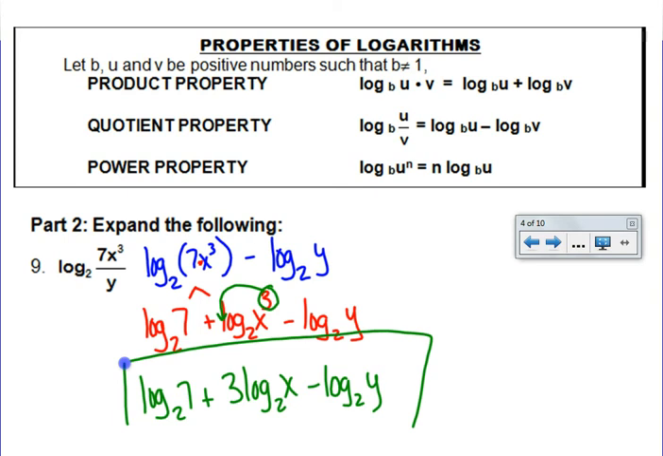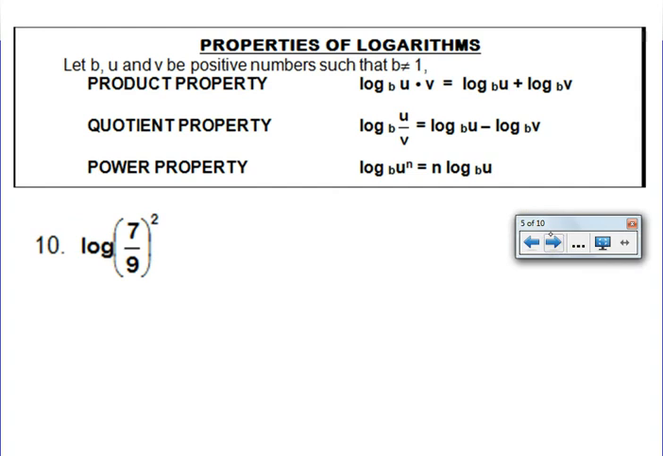Now, it's kind of hard at first to realize if you're done. You know you're done with an expanding problem if every logarithm only has one thing inside of it and there are no more exponents. They've all been brought down. These will get easier with practice.